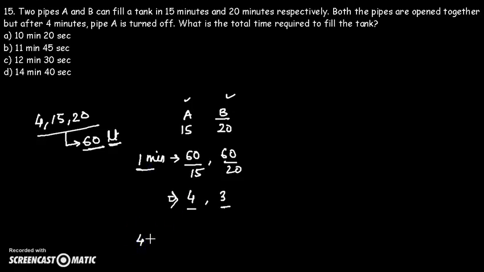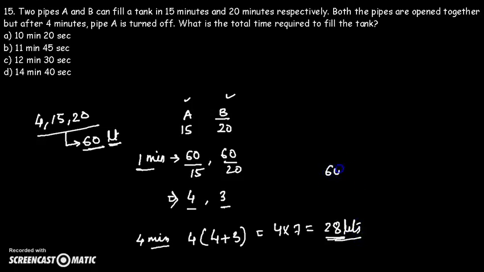How about 4 minutes? In 4 minutes this will be 4 times 4 plus 3, 4 into 7, which is 28 liters. 28 liters are already full out of 60 liters. What is remaining? Remaining is 32 liters, and pipe A is now turned off.